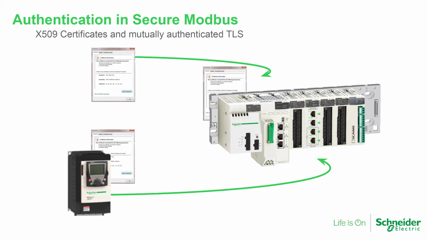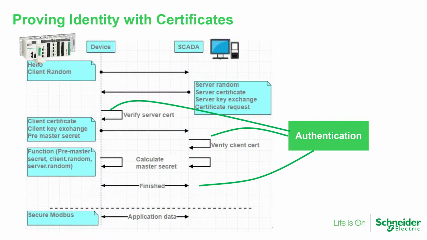Each of the endpoints verifies the other's certificate, so the PLC knows exactly what it's talking to. The way that works in the TLS handshake procedure is there are a number of messages that get exchanged. The client who wants to open the connection starts by saying hello and sending some random numbers. The server sends back some other random numbers. The client will verify the server certificate.